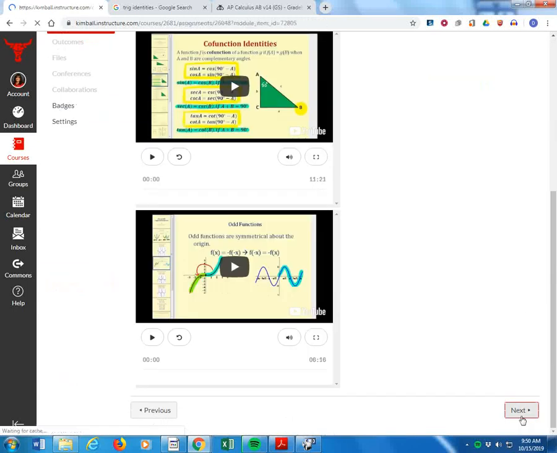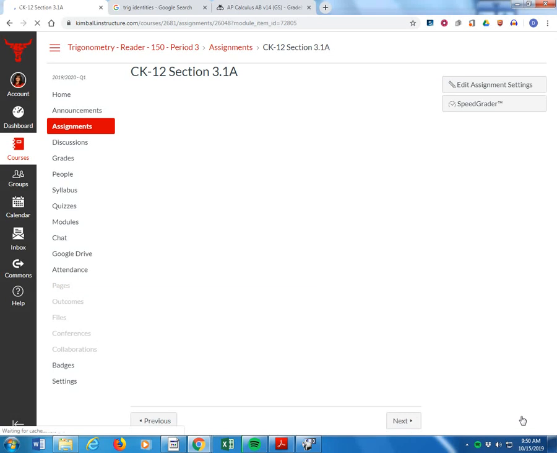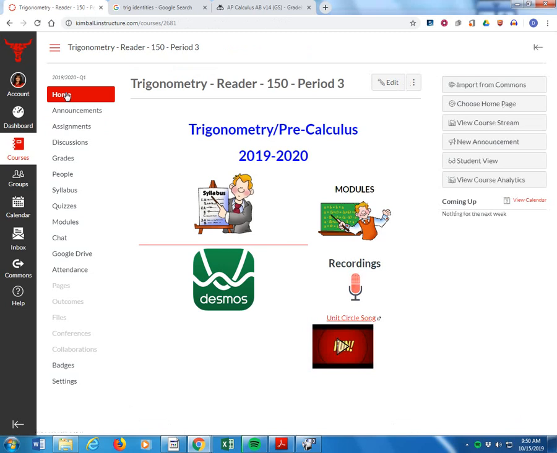So 3.1 is kind of introducing those identities, and then 3.2 is actually performing proofs. They're not really proofs like we learned in geometry. They're just trying to get one side of the equation equal to the other. I'll show you what I mean by doing one here.